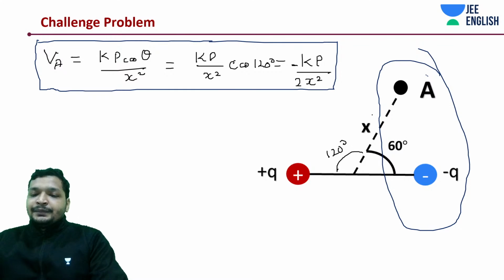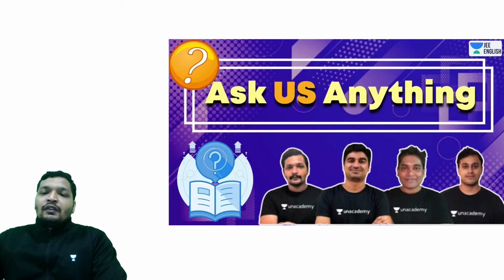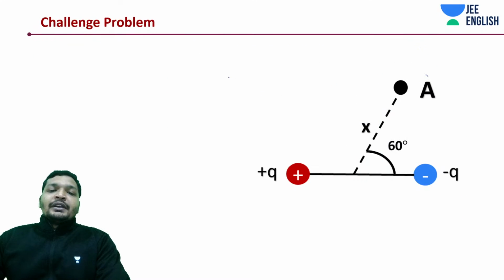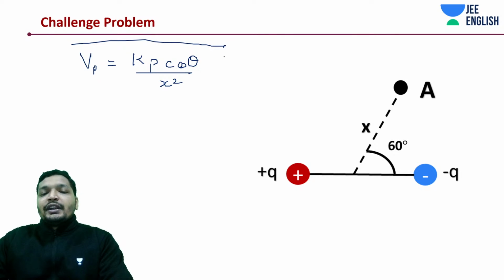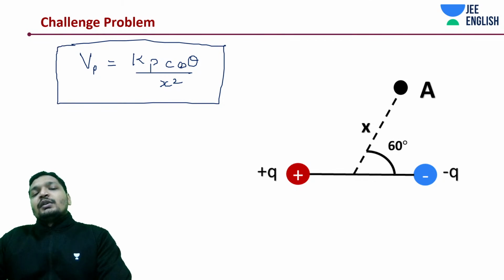Simple and easy. For any such point, you can simply note down the potential. Potential is going to be what? Due to the dipole, K into P cos theta divided by x square for a non-axis point. You can note down this equation, guys. That's it.